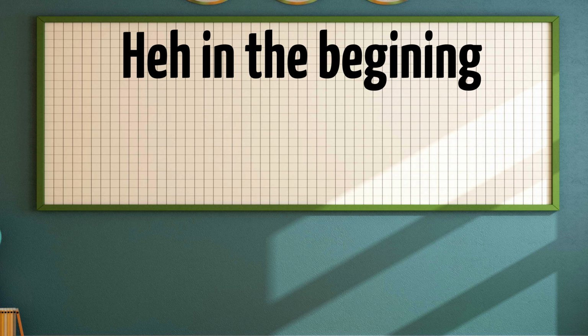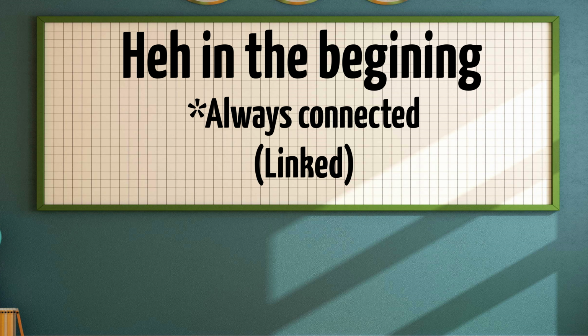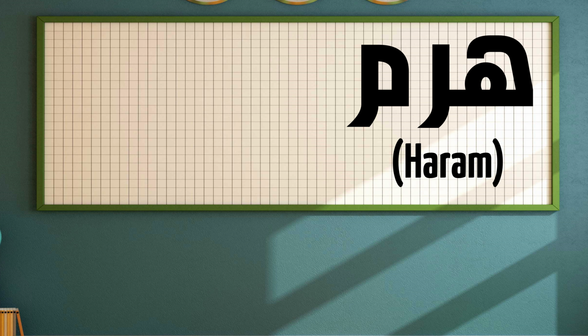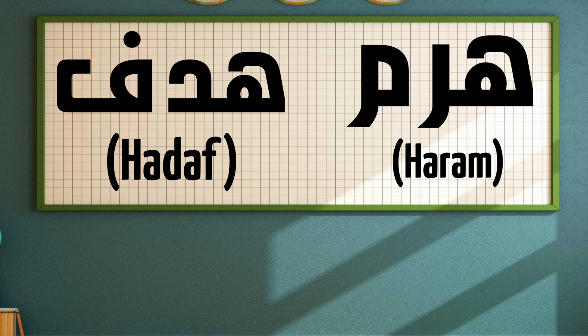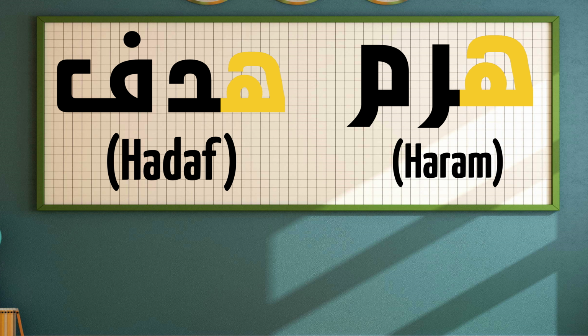Alright, let's start off to see how the letter He looks when it is written in the beginning. In the beginning, He is always connected to the letter after it. And the way you write it in its connected form in the beginning is the same way you write it in its general form. Let's take 2 examples to make that clear. You see the word haram, which means pyramid in Arabic, and the second one called hadaf, which means goal in Arabic. In those 2 words, you can clearly notice that there is a He in the beginning and it is connected to the letter after it.